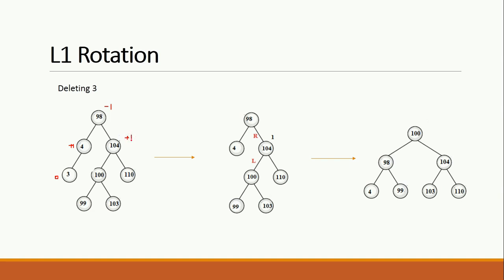This should be the balance factor. Fine. Up to here, everything seems fine. Now we want to delete 3. But the 3 has how many children? 0 children. So it can be deleted directly.